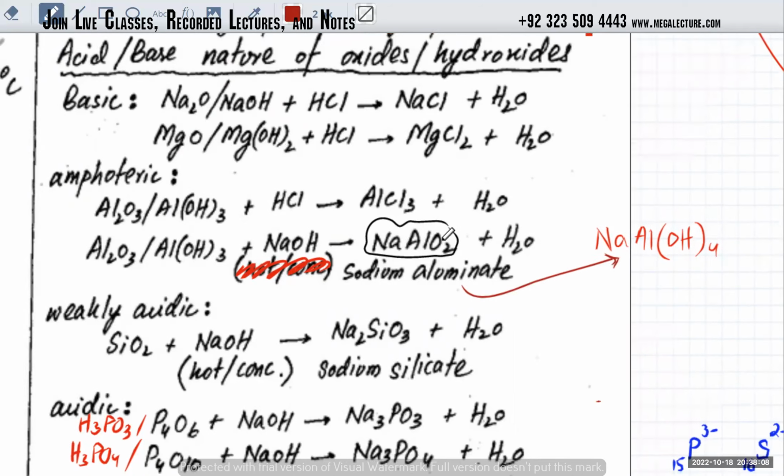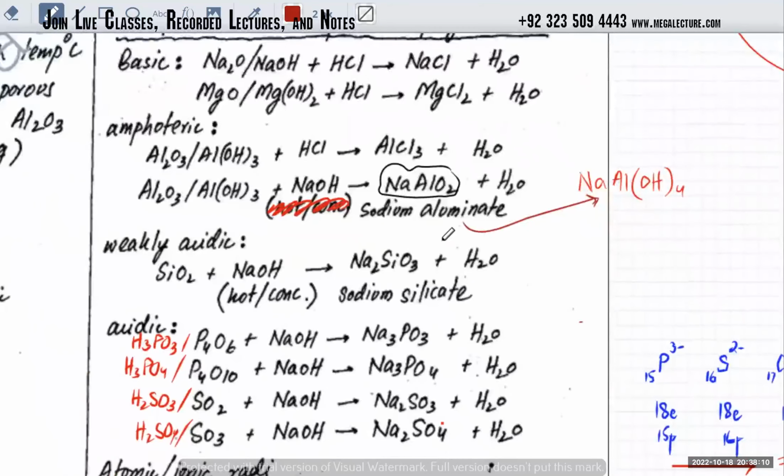The other ones are acidic. SiO2 is very weakly acidic, I mean, that's sand. It reacts with NaOH, but only when it's hot and concentrated, and ends up forming a silicate, Na2SiO3, and water is produced. The other oxides, P4O6, P4O10, SO2, SO3, are all acidic oxides.